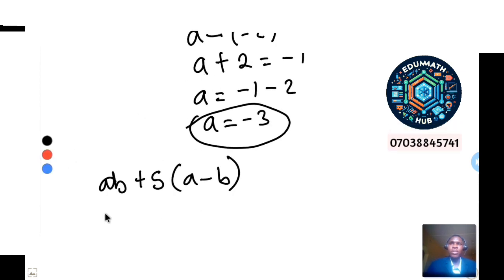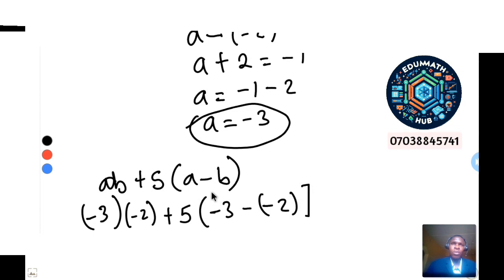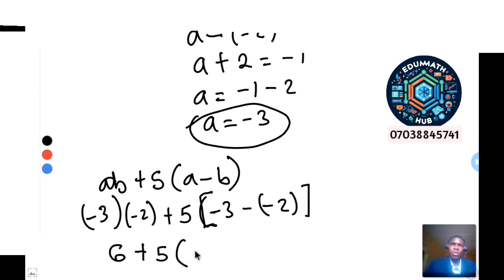So if you do that, a is minus 3, b is minus 2, plus 5 into a, which is minus 3, minus b, which is minus 2. So you have another minus 2 here. Take note of your signs, because a is minus 3, then there's a minus here, but the value of b itself is minus 2. So this one will give you 6.